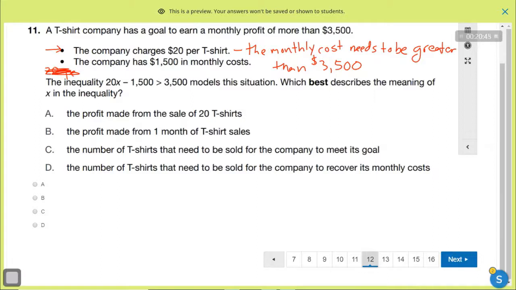Let's look at the options that they have here. The profit made from the sale of 20 t-shirts. Well, no, 20 does not represent the number of t-shirts, so it's automatically putting in a wrong value there. So it's not that one.